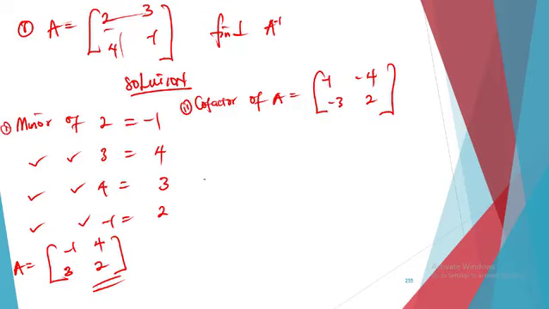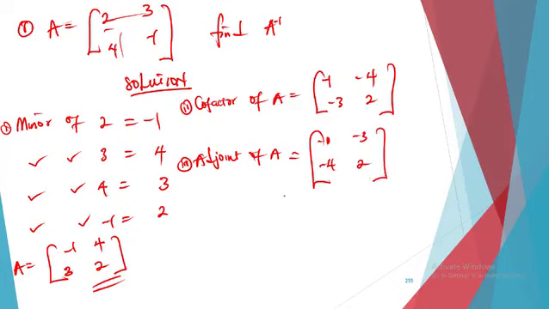After we have found the cofactor, then we'll find the adjoint of A. And the adjoint of A, as I told us, is the transpose of the cofactor, and that will give us minus 1, minus 3, minus 4, and 2. Is that correct?